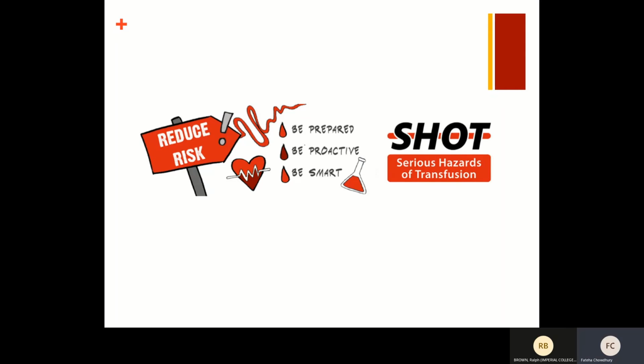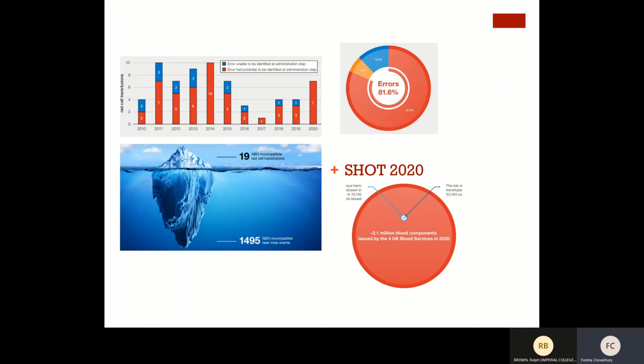So moving on to some slides from SHOT, I think that there's a lot of learning that we can obtain from things that have been reported to SHOT, and particularly in reference to hemoglobinopathy patients. So year after year, the SHOT report shows that actually over 80% of incidences reported are errors, and the vast majority are human errors.